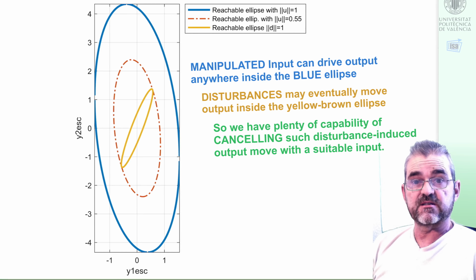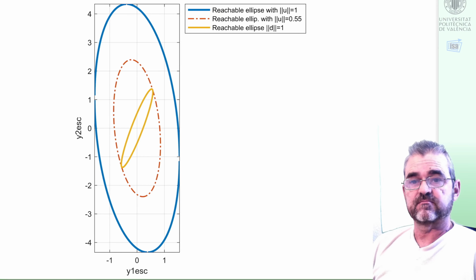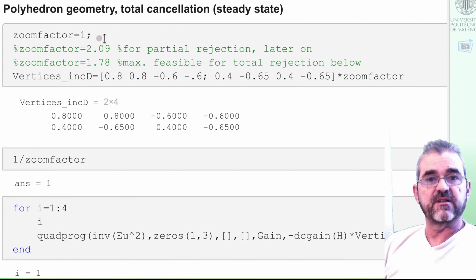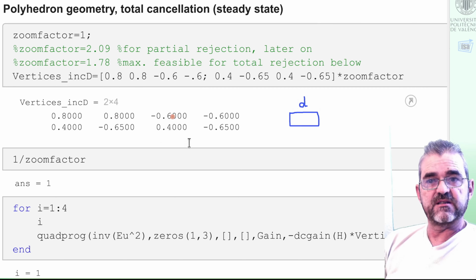Let us now address the same problem in the exact polyhedron geometry. I'll have a zoom factor here that I now leave at 1, because we wish to understand in the same way that we have this 0.55 minimum gain in SVD. We now wish to understand how much we can expand disturbances while keeping feasibility, but that will be at the end. Now the disturbances will range in a rectangle in disturbance space with these vertices.